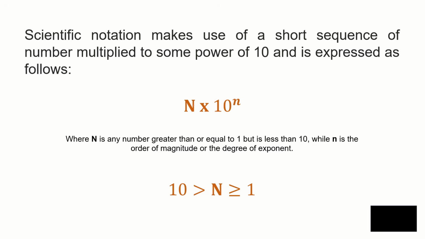So you have your N times 10 raised to n. So where the capital letter N is any number greater than or equal to 1 but is less than 10. And the small letter n denotes the magnitude, the order of magnitude, or the degree of exponent. So ibig sabihin nito, class, for example, we have here a value. So for example, 3.9 times 10 raised to 7.